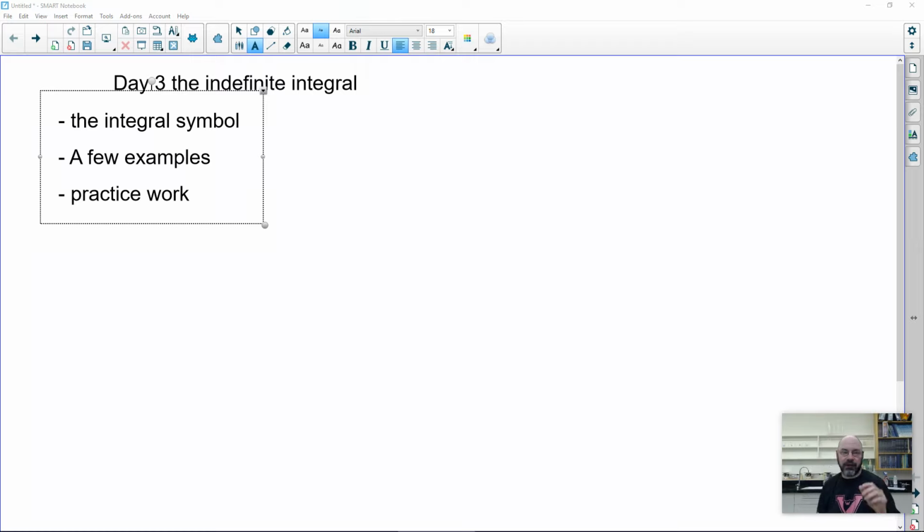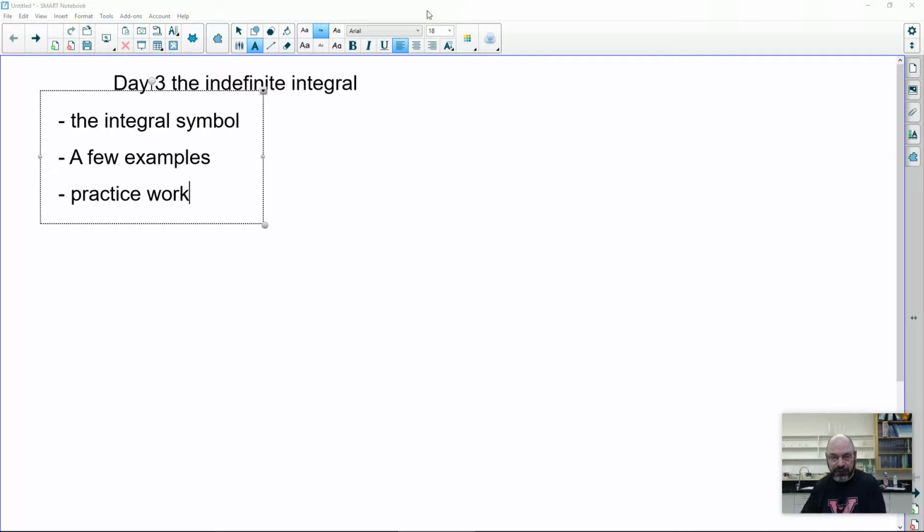Today we're going to be continuing with the power rule for integrals, and we're going to look at the integral symbol now, rather than calling it the antiderivative. We're going to now call it an integral, and we're going to write this in a better way so that it's easier to understand. So the first thing that we'll do is define the integral symbol for you.